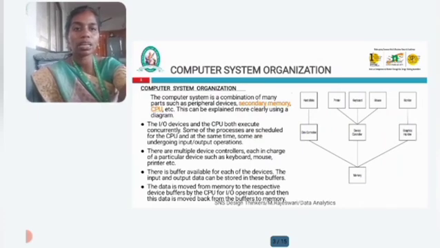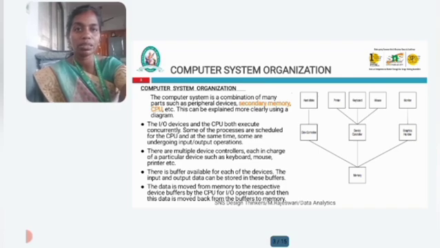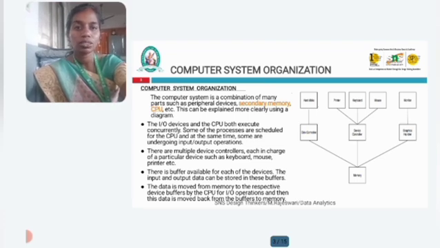The next topic is computer system organization, that is, how the computer system is organized. Before getting inside the operating system, we should know what a computer system is, that is, how the operating system interacts with the computer organization. For that we have to know the computer system organization and what the components inside the computer are.